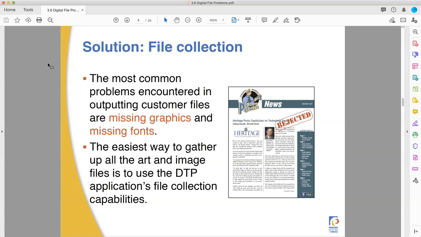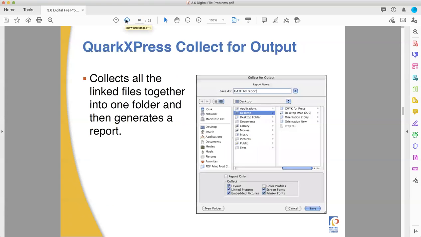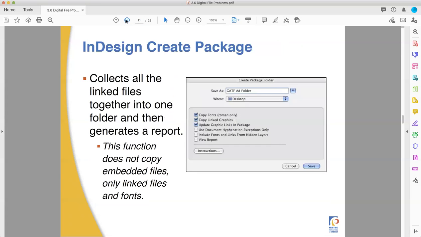Anyways, the way to avoid that kind of thing is to package. In Quark Express, it's called Collect for Output, and it will find all the things in the computer and make a folder for them and save them for you. In InDesign, which is what everybody uses nowadays, it's Create Package. I think it's also like Command Shift Option P, and that'll get the package dialog to pop up and you can do it.